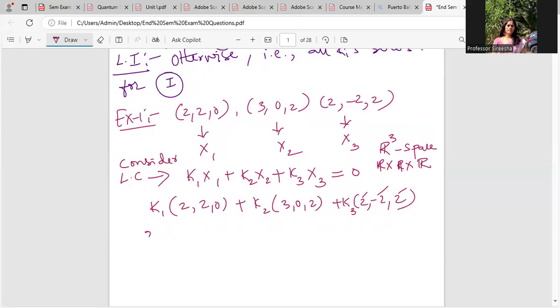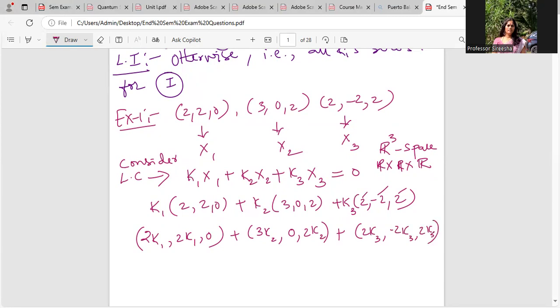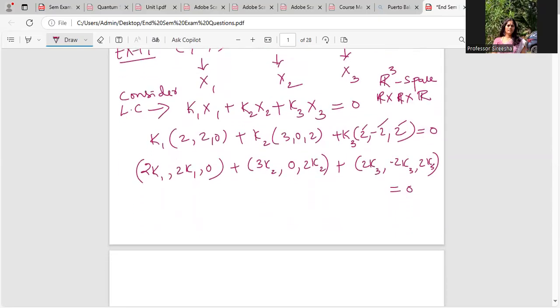Now, first I will multiply the scalars, I mean, I'll take the scalars inside the vectors. Then just add the corresponding components, because I can't add the X component to the Y component. I'll be adding X component to X, Y component to Y and Z component to Z. Of course, there's a 0 on the right-hand side. I should check whether this relation is satisfied, and for what values of k1, k2, k3.